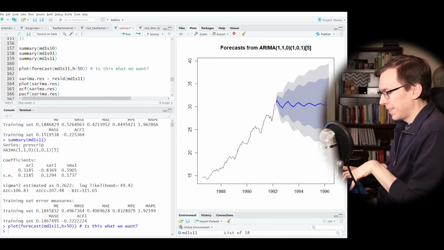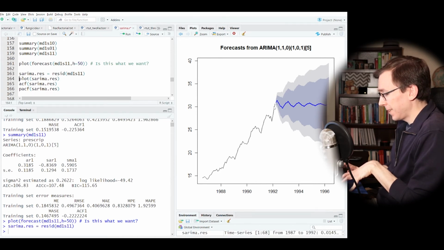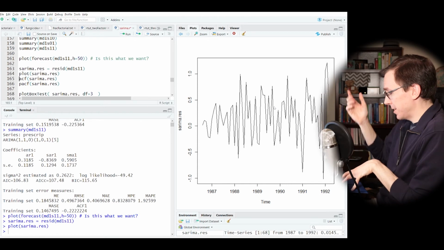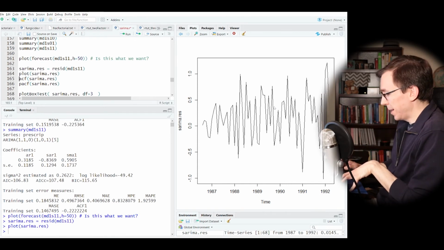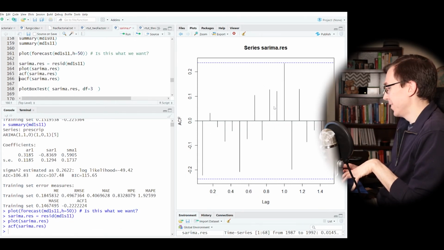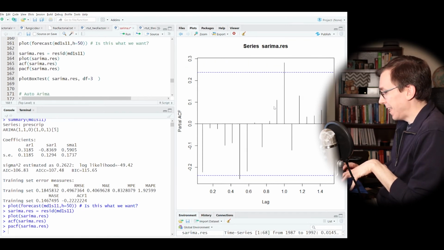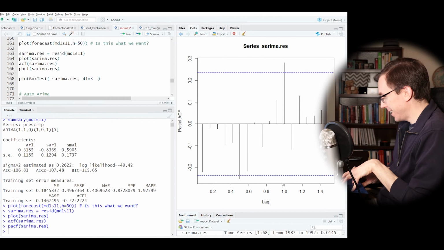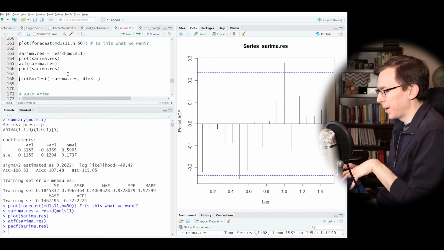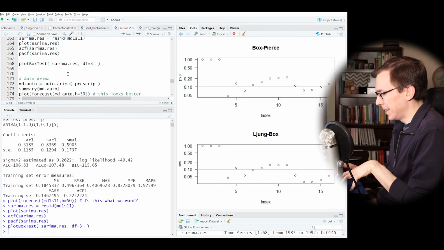Now, let's look at the residuals of this model. We can plot the residuals. That looks pretty noisy. We can plot the ACF. That looks like it's below the noise floor. We can plot the PACF. That has, well, it still has a spike around 1 year. So that's kind of hinting like there might be some order 12 thing going on.